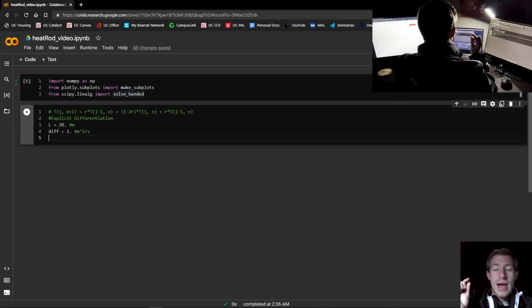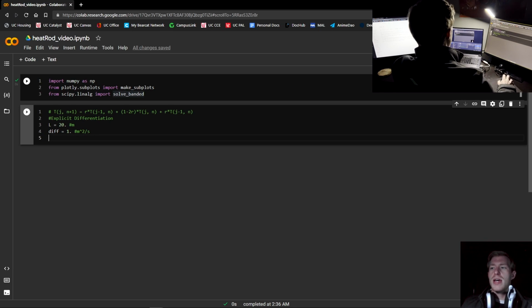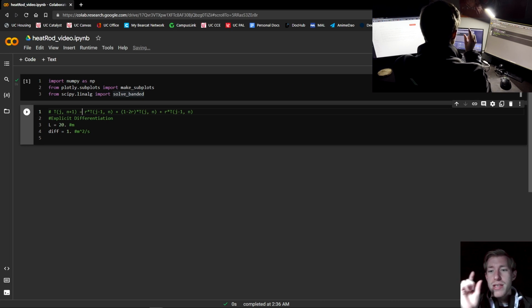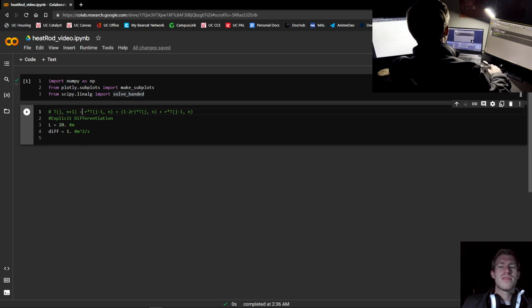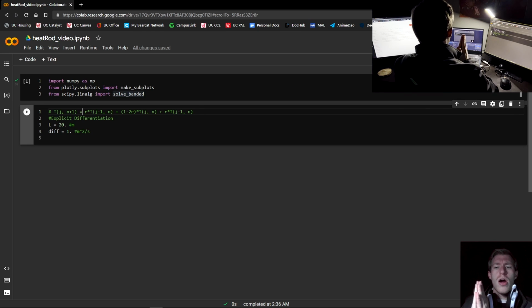And then we have to specify how specific we want our simulation to be. That comes in the form of this t, this j, and this n, because what we're saying is that we're going to divide time and space up into tiny itty-bitty little increments. And we're going to move along our bar through time and through space along those increments.